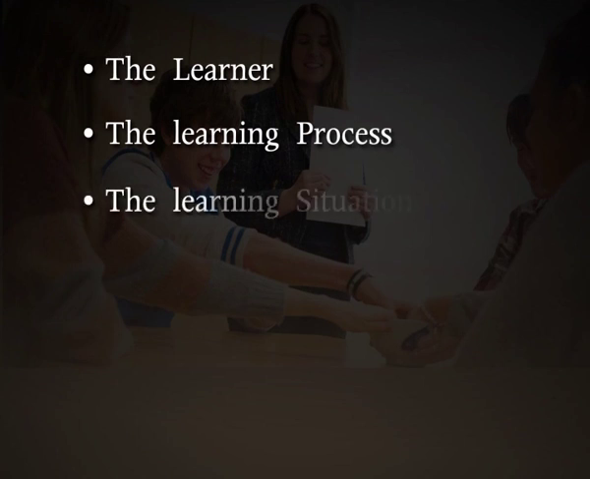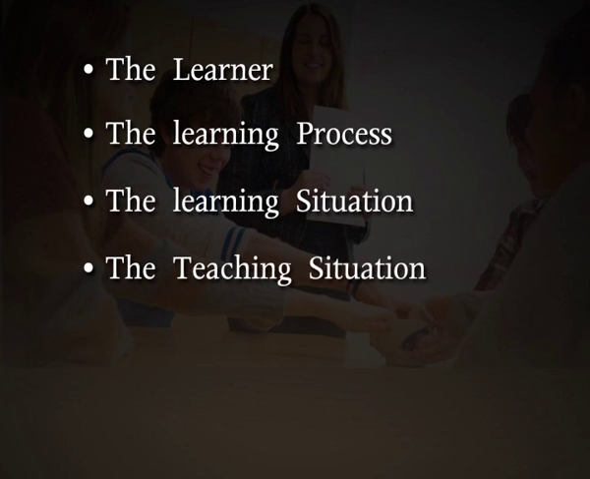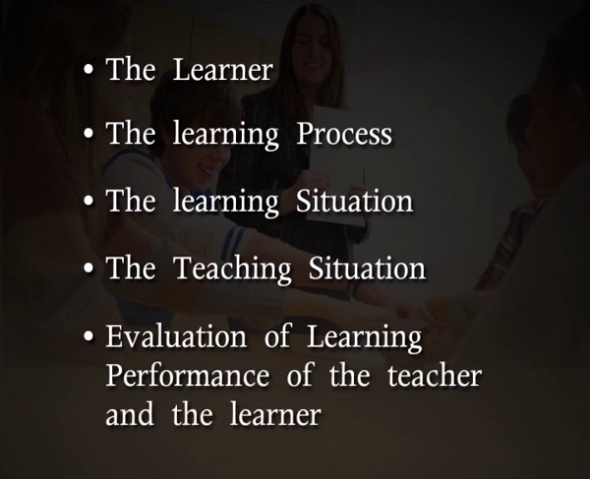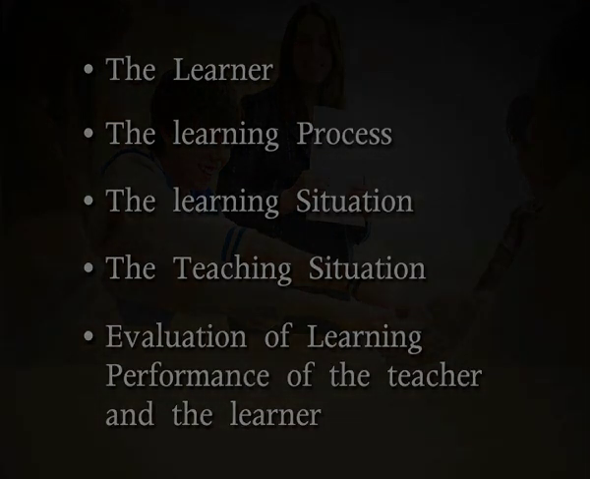The scope of educational psychology is vast, and the following 5 major constituents can be mentioned. 1. The learner. 2. The learning process. 3. The learning situation. 4. The teaching situation. And 5. Evaluation of learning performance of the teacher and the learner. Educational psychology acquaints us with the need of knowing the learners while innovating suitable techniques of knowing the learner properly.